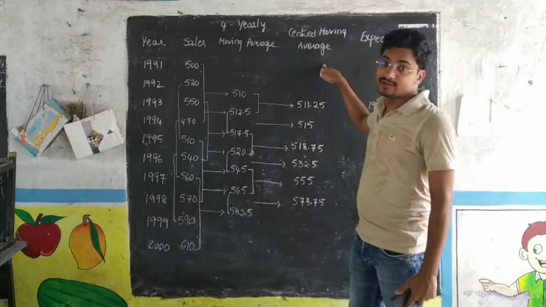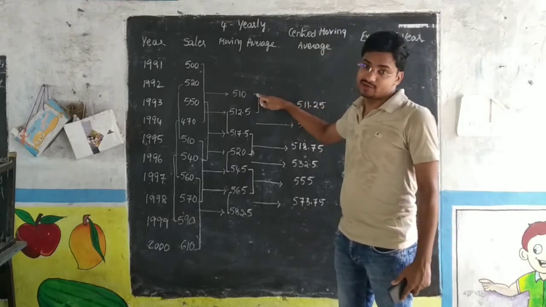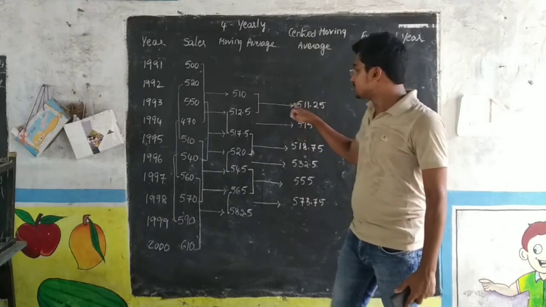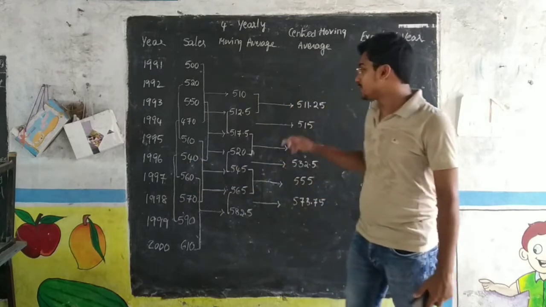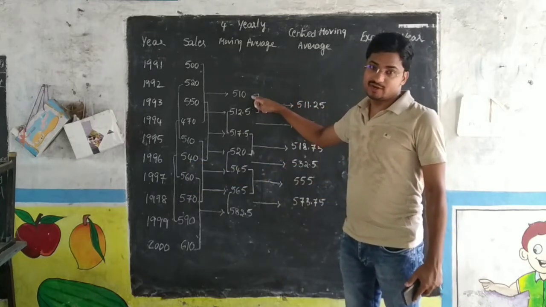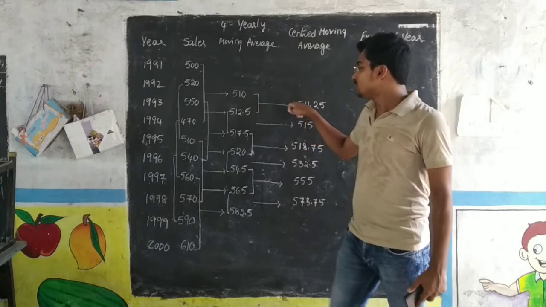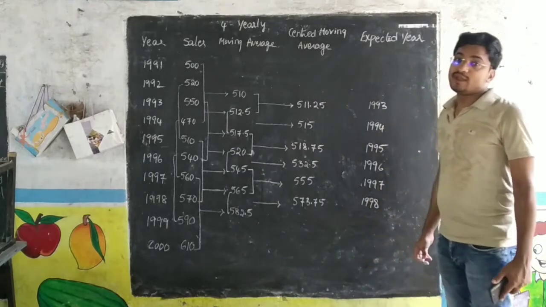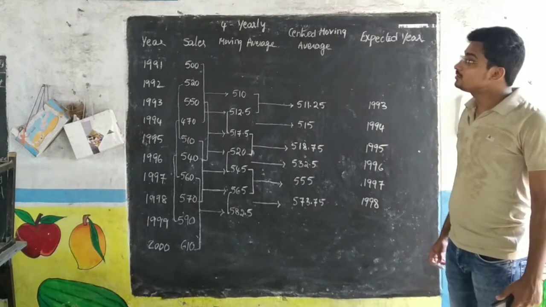Centered moving average is the average of 2 values. Now, this value coincides with a particular year. This value is placed in between 2 values, and that value coincides with the particular year.